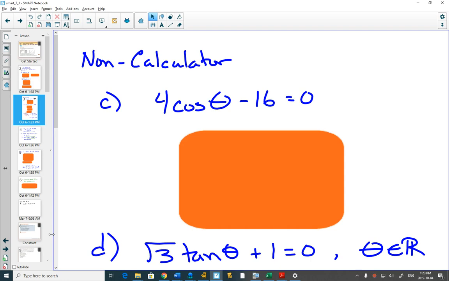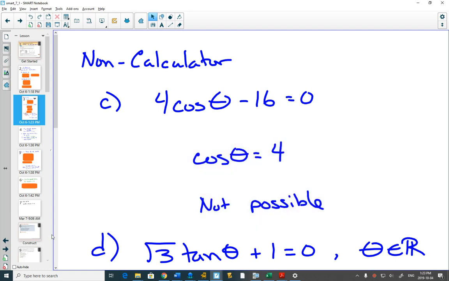In this case, you get cos by itself. Did you get cos equals 4? Is 4 on your unit circle? No. How can you do this without your calculator? It's not possible. That's how you can do it without your calculator. Why is it not possible? Well, cos is 4 over 1.